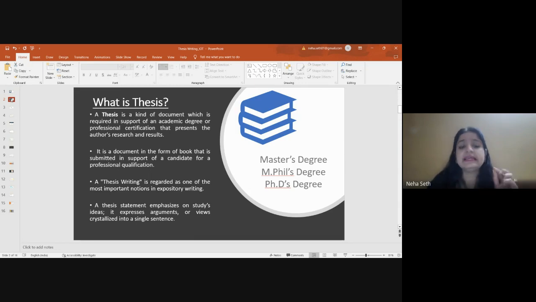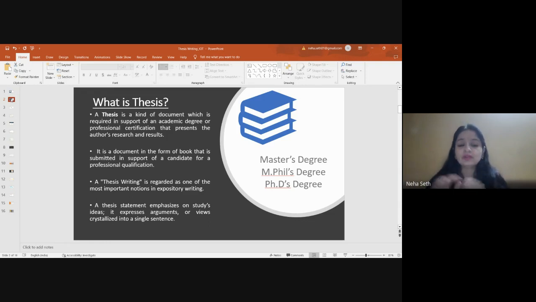So basically it is a document which is presented in the form of a book. Like, it is a report basically, but it is presented in the form of a book that is submitted by a candidate for any professional qualification.